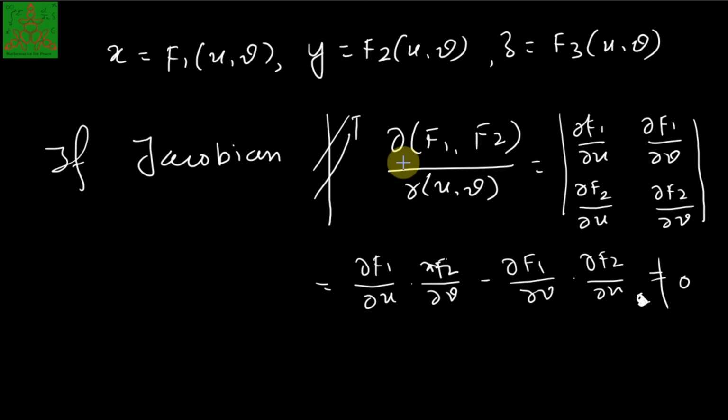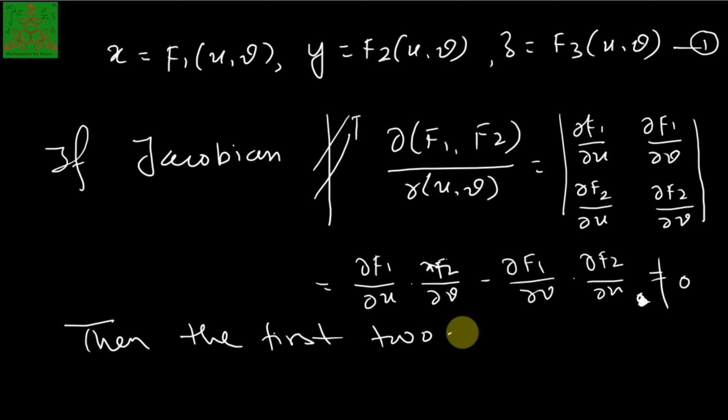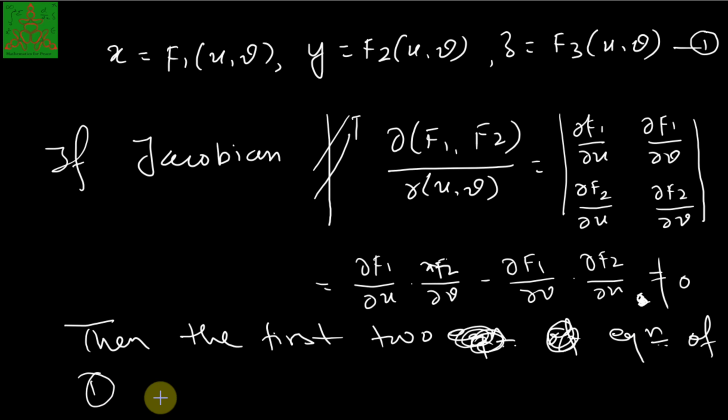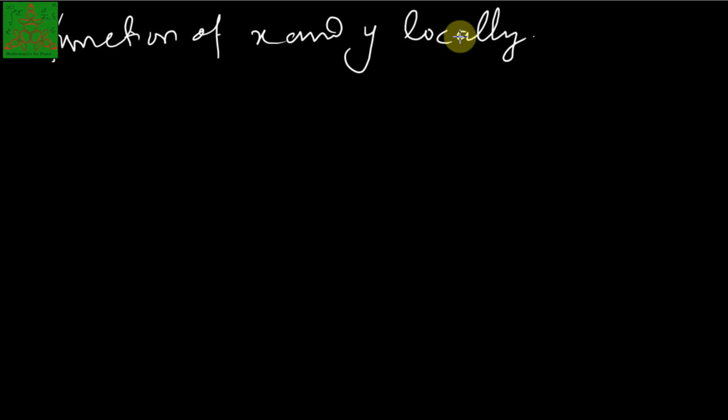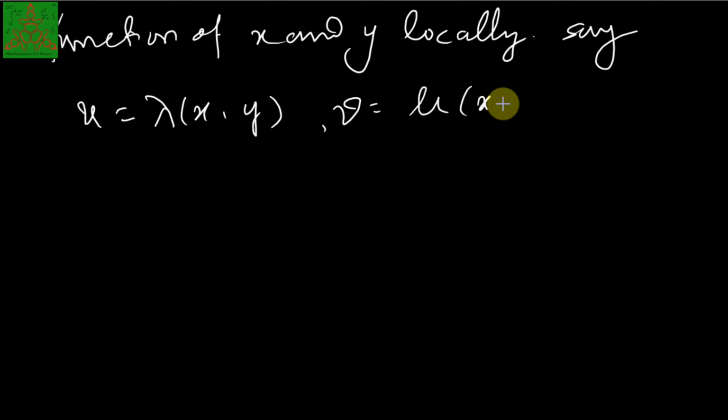then the first two equations of equation 1 can be solved to express u and v as functions of x and y locally. Say u is equal to lambda of x, y and v is equal to mu of x, y, and this is true by the inverse function theorem.